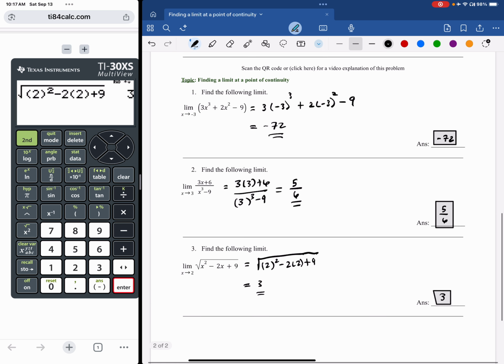So how do we evaluate limits algebraically? The easiest way to do it is by direct substitution. Plug in the number and see what you get. As long as you get a nice number and it's a polynomial, rational, or radical function, then that number is the answer. I hope that helped.